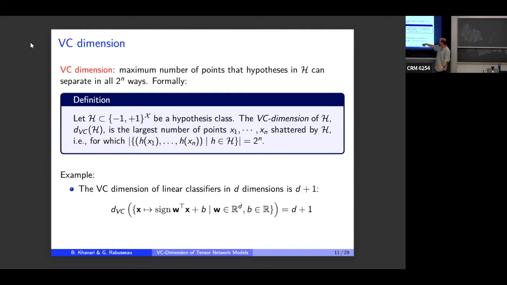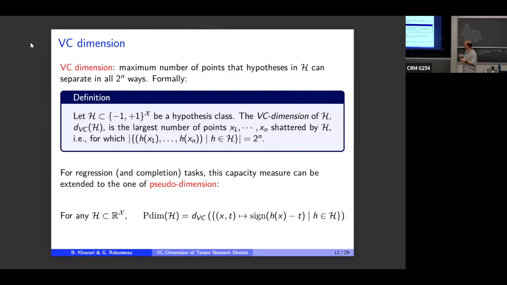So if I consider this set of hypotheses for every possible hyperplane that separates my data, then the VC dimension will be D plus 1. But here we can replace H, and our result holds for H being a deep neural network with rectified linear units, for example, or you can consider polynomial classifiers, or there is a whole range of others.